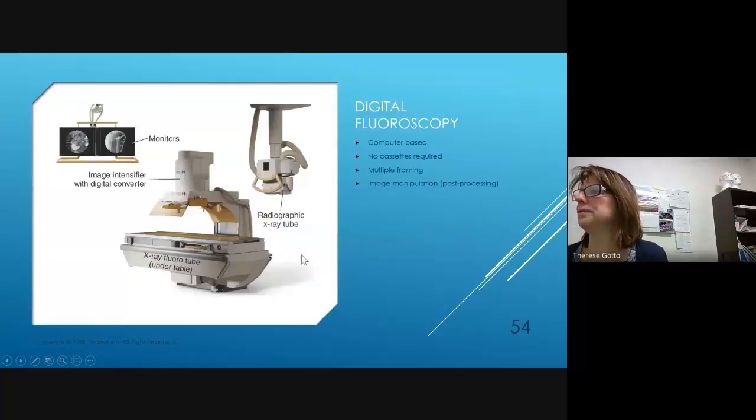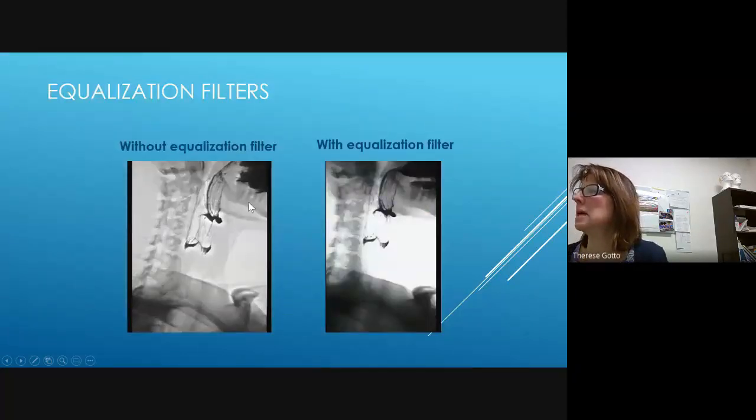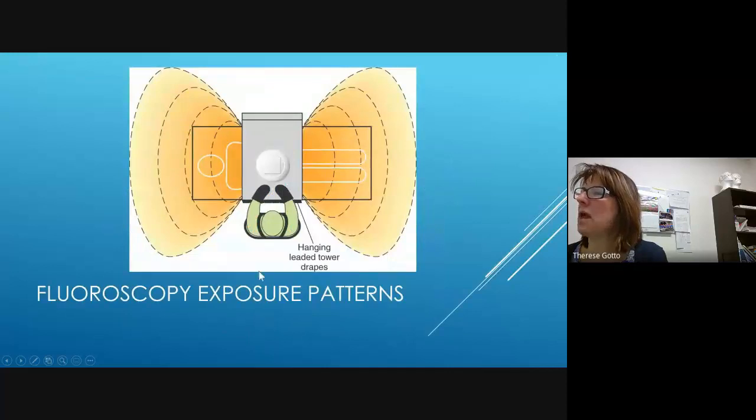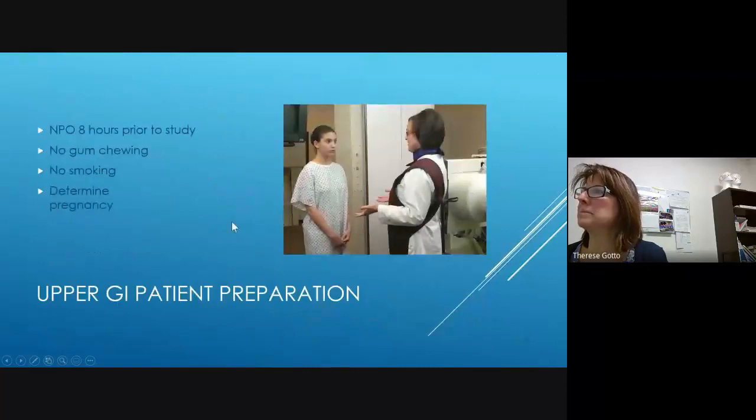Okay, this is just your fluoro equipment. You guys know all that already. We're going to skip through filters. This is your radiation pattern from a fluoro tower. I think you guys just went over all your fluoro stuff, so you know how to be protected.